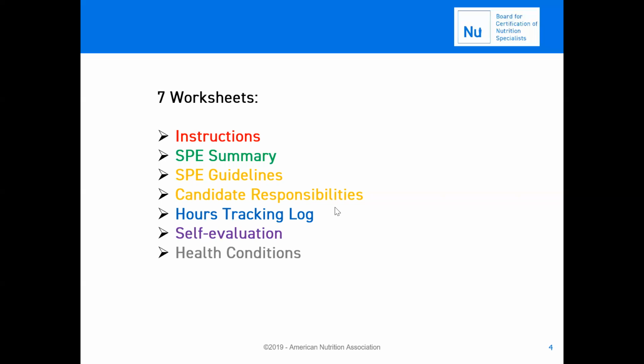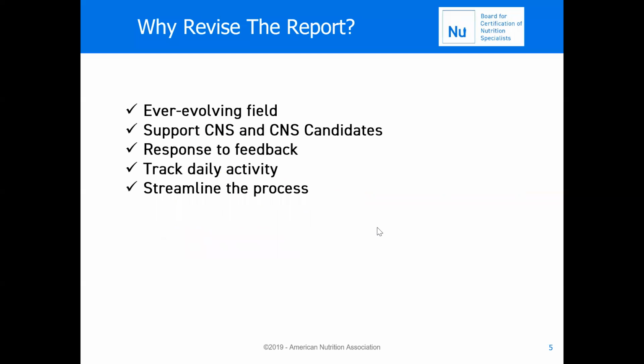So that's one other different thing in this new document. There are 7 different worksheets in this document, and they are each color-coded, which I'll show you. You can just see instructions, which you'll be able to see and have visible at all times. The summary, the guidelines, your candidate's responsibilities, the tracking log, the self-evaluation, and then there's a resource of health conditions. So we'll review those momentarily.